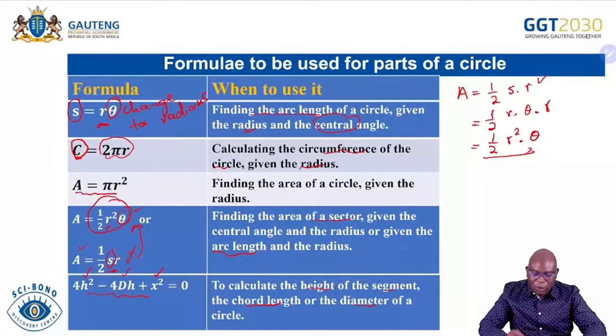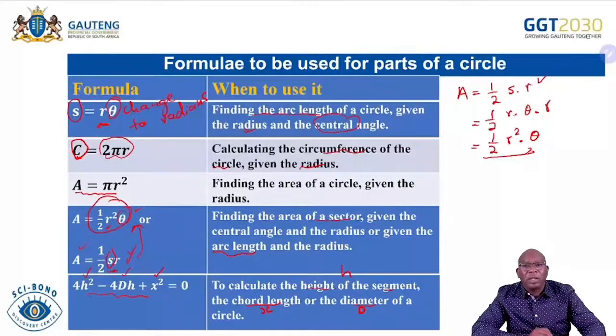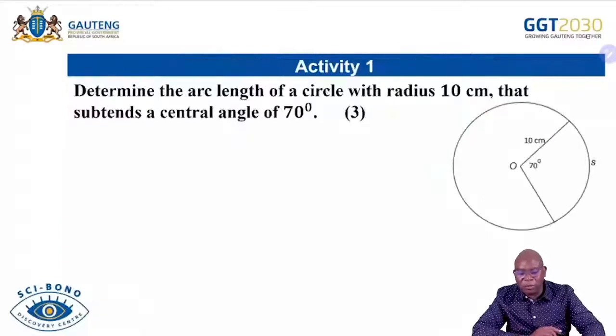So all those three. The height will be represented by H, the chord length will be represented by X, the diameter will be represented by D. Can you see we have all those three? So in other words, you must be given two things for you to calculate the third one. If I'm given the chord length and the diameter, I can calculate the height. If I'm given the height and the chord length, I can calculate the diameter. So let's see how we use this formula.